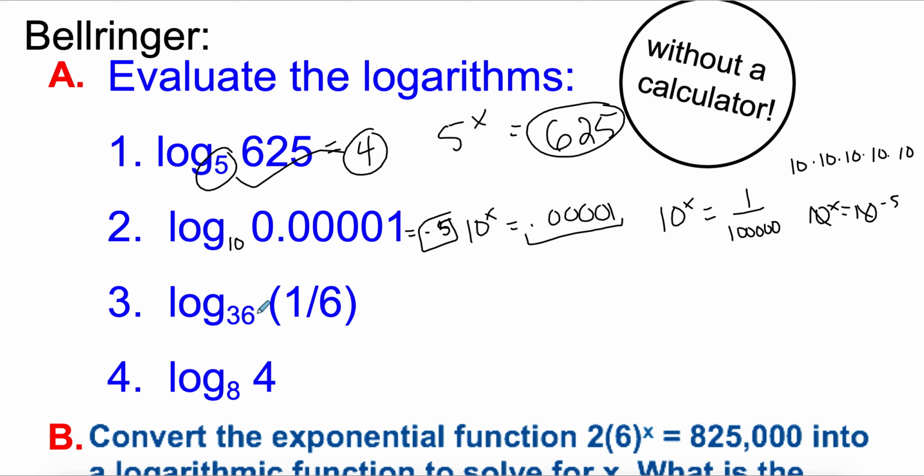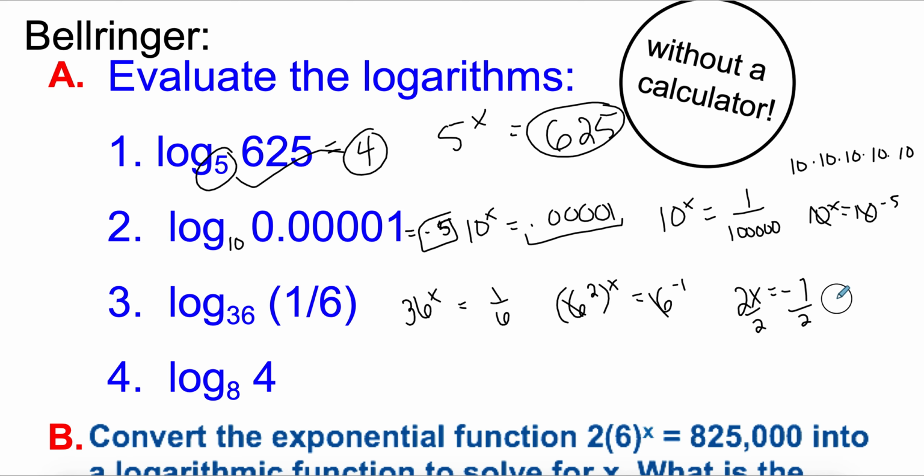This next one is going to be similar. Rewrite it: 36 to the x is 1 over 6. And I hope you can guess that we're using 6's here, since that's a 6 down there, and 36 is a power of 6. So 6 squared is 36, and on the right is 6 to the negative 1. So we can take our exponents: 2x equals negative 1. Then solve for x, and you get x equals negative 1/2. And that's that log.